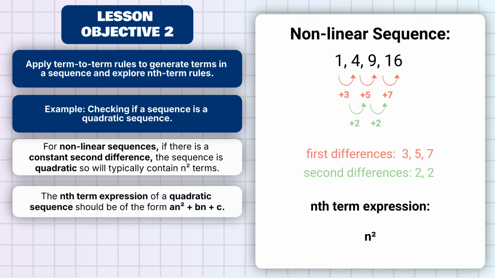In general, if the sequence has a constant second difference, then the nth term should be in the form an squared plus bn plus c.